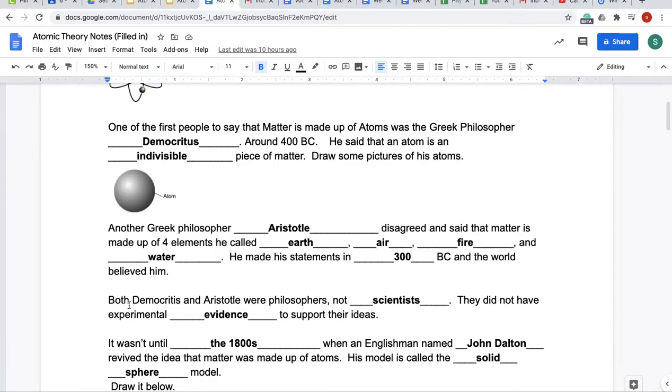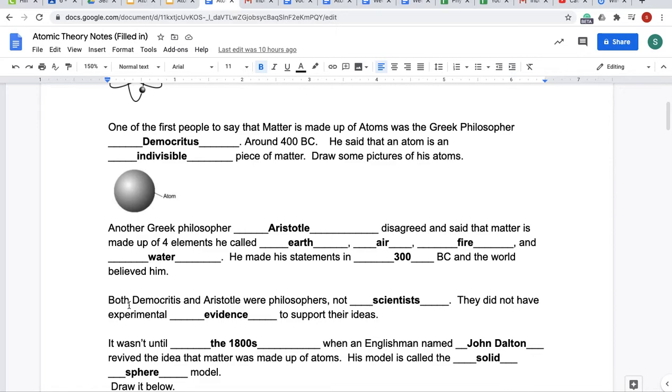Well, a little while later, another philosopher, Aristotle, I'm sure you've heard of him, possibly, he disagreed with Democritus, and he thought that everything was made up of four elements. One is earth, the other is air, the other is fire, and the other is water. So those are the four elements of matter. And like I said, this was 100 years after, so it was 300 BC. So pretty close in time, relatively speaking.